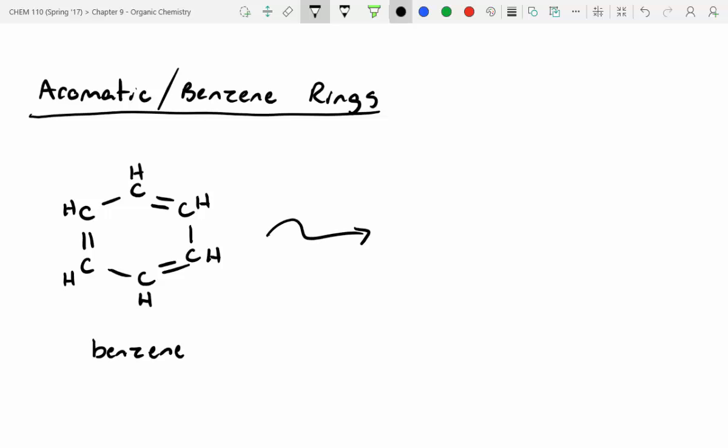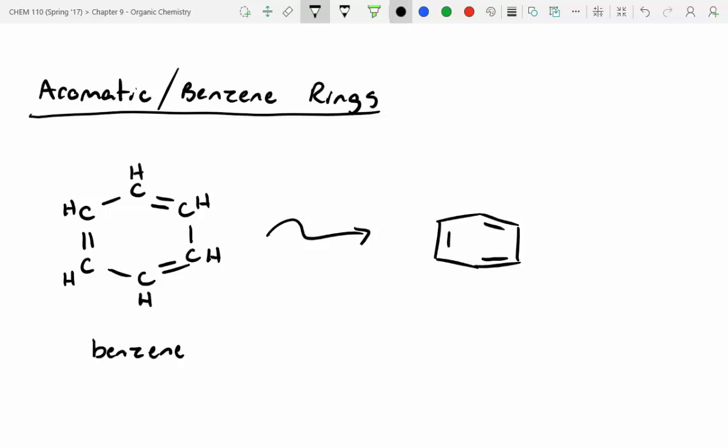What do you think this would look like with bond line structure, where we don't show all the carbons and hydrogens? Like a hexagon, maybe? So we'd have double, double, double, and then singles in between them. So oftentimes you'll see it written in the way on the right-hand side, simply because it's a heck of a lot easier to draw it that way.